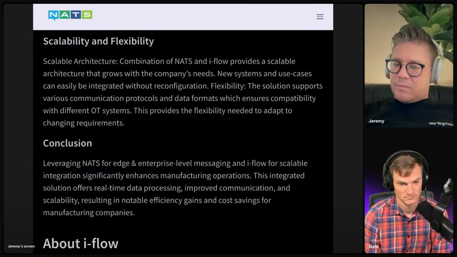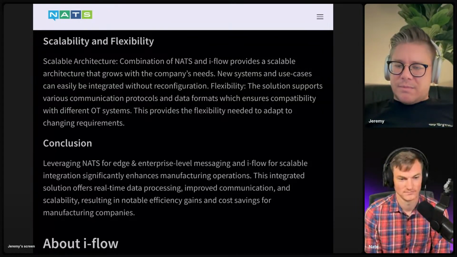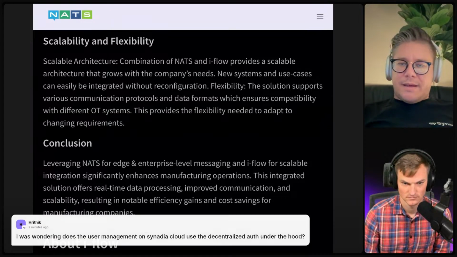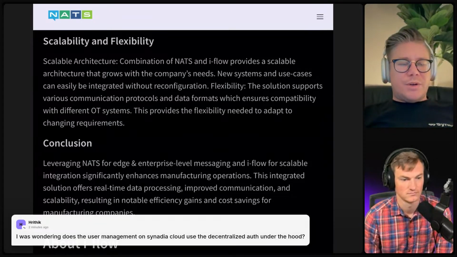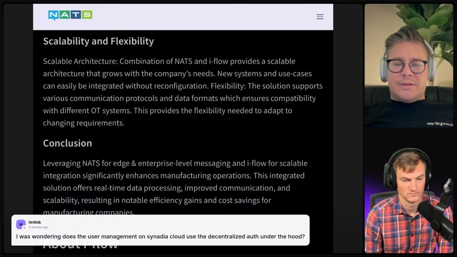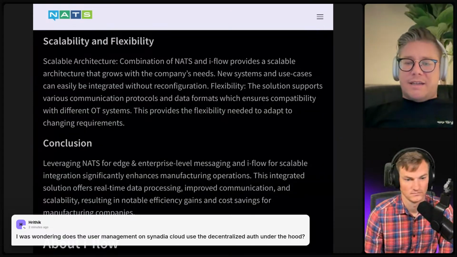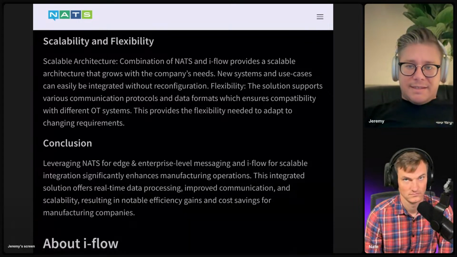Okay, we did get a question from Hrithik on Synadia Cloud. He said, I was wondering, does the user management on Synadia Cloud use decentralized auth under the hood? This is a great question, and the answer is yes.